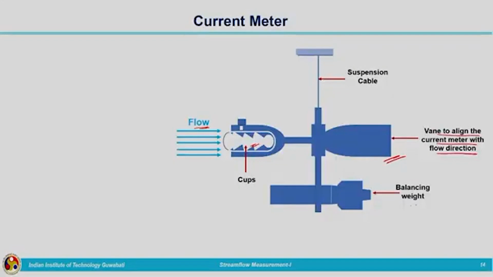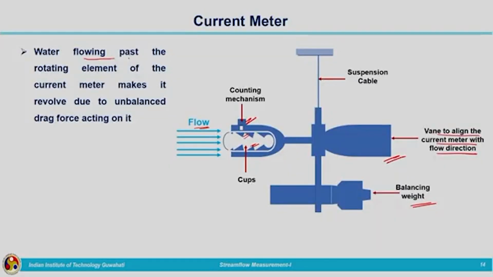Here we have a balancing weight provided. The role of this balancing weight is that when we are suspending the current meter, it has to be held in position. For that we need to provide certain weight at the bottom, that is the balancing weight. Here we also have a counting mechanism. The number of rotations which the cups make due to the velocity of flow will be recorded by means of this counting mechanism.